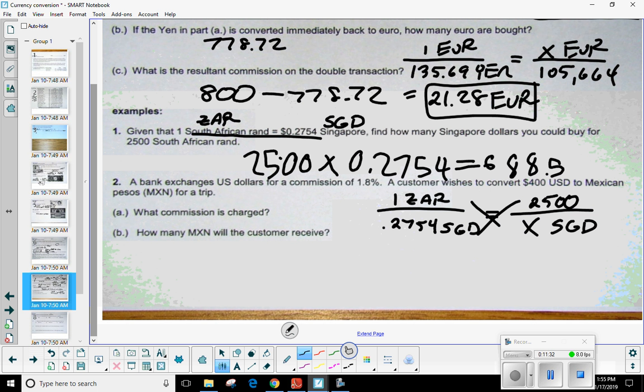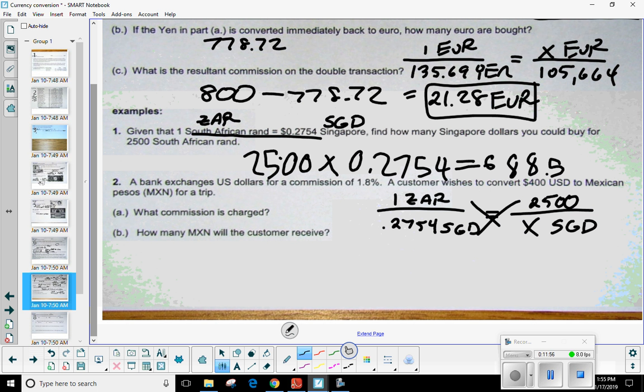Okay, number 2. This is our last problem, and we are done with currency. Okay. A bank exchanges U.S. dollars for a commission of 1.8%. A customer wishes to convert 400 U.S. dollars to Mexican pesos for a trip. First, what commission is charged, and how many Mexican pesos will the customer receive?